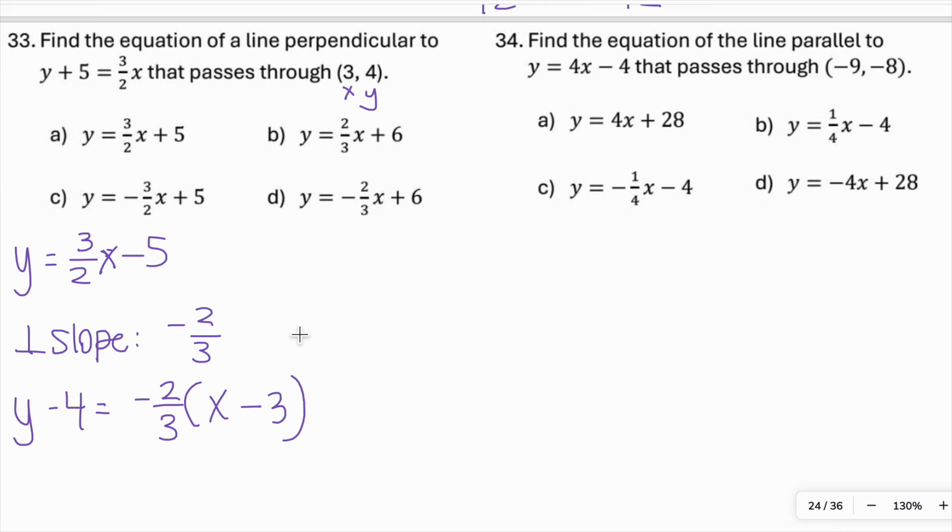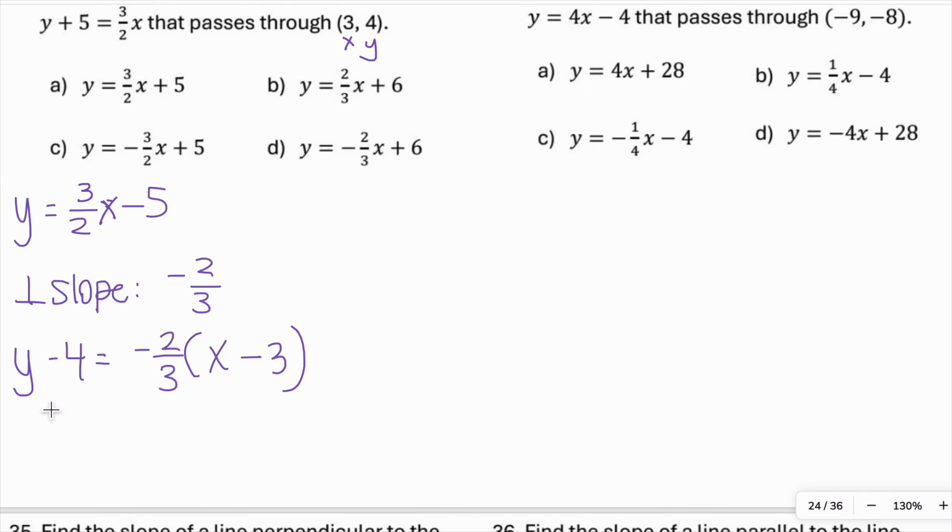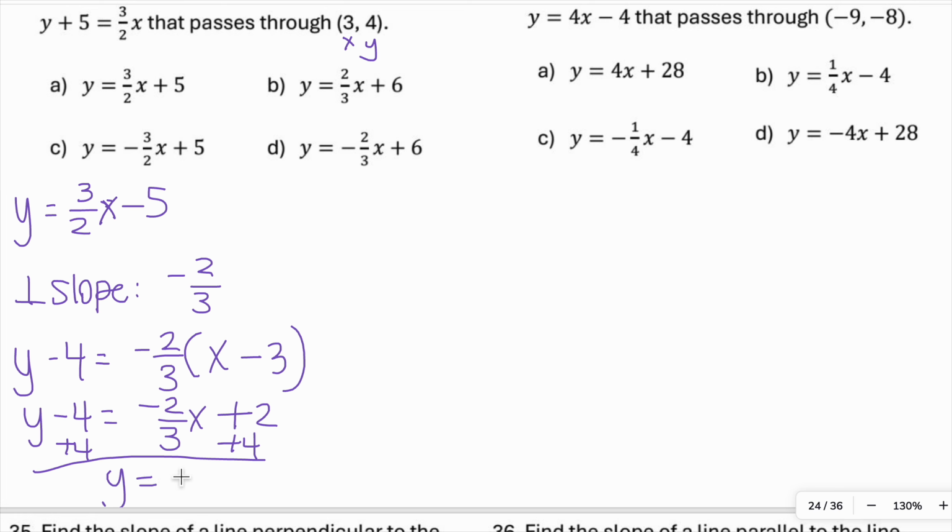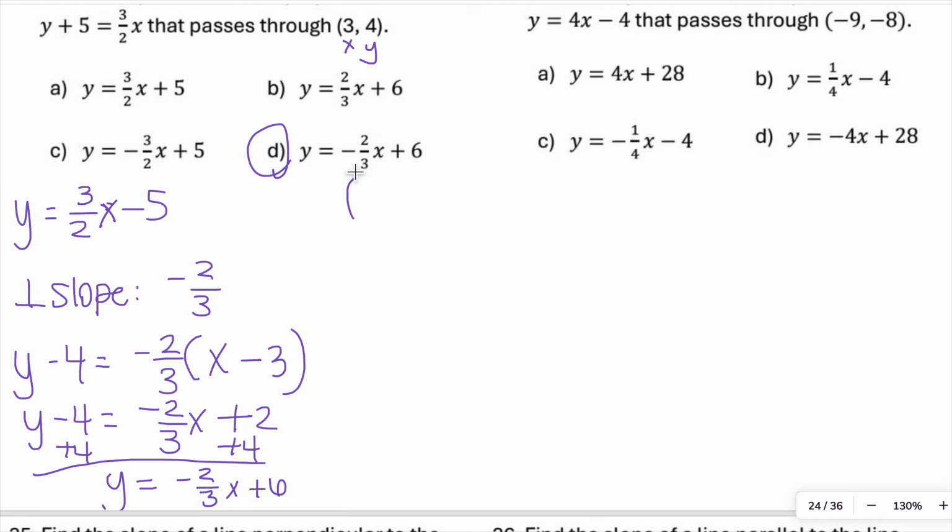So maybe you already even see your answer here, but in case you didn't, let's go ahead and distribute. y minus 4 is equal to negative 2/3 x, and then negative 2/3 times negative 3 is a positive 2. I'm going to add 4 to both sides, and I'm going to only get option D here. y is equal to negative 2/3 x plus 6. Okay, also take note, this was the only perpendicular slope there.